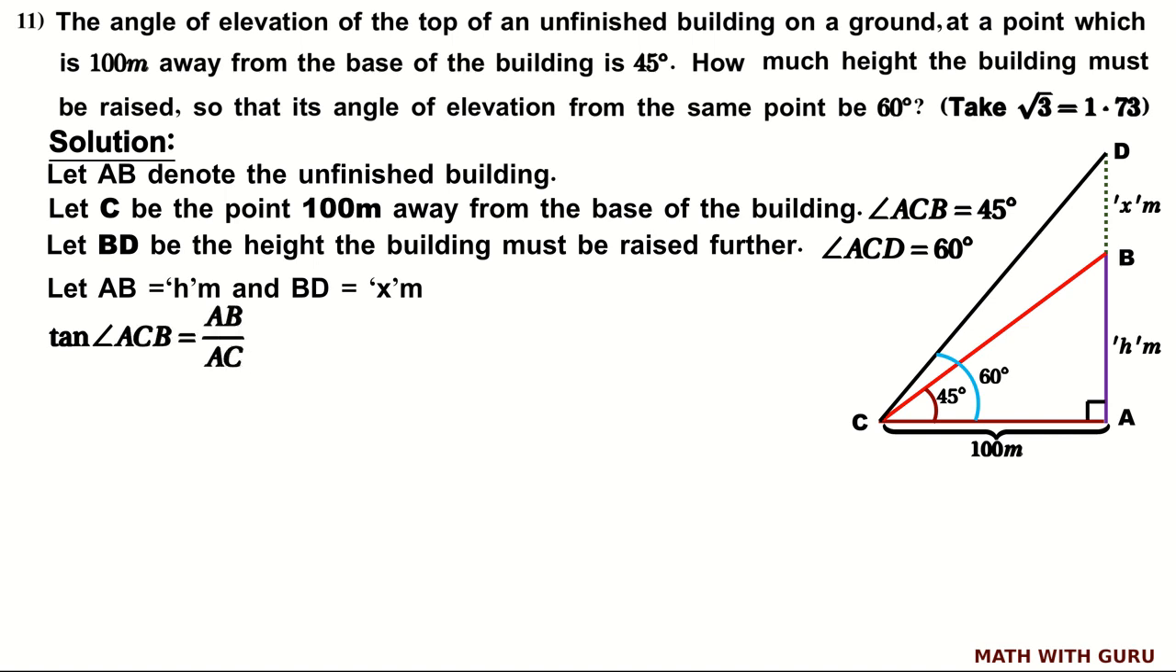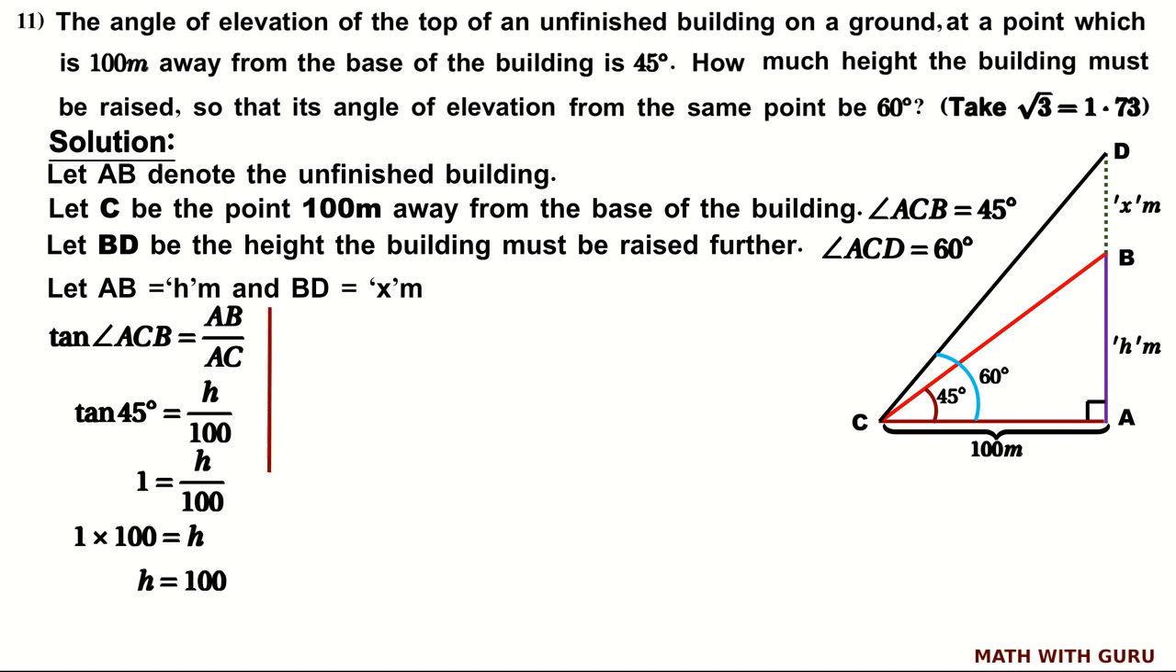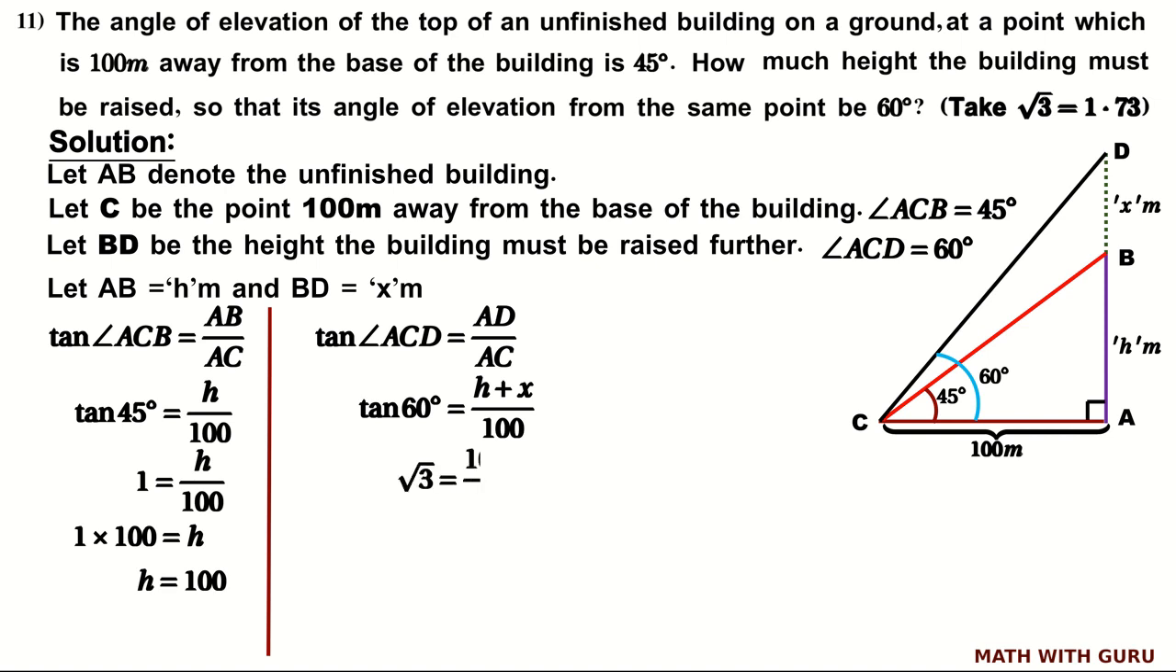Tan angle ACB equals AB over AC. Tan 45 equals H by 100. 1 equals H by 100. 1 into 100 equals H. H equals 100. Now, tan angle ACD equals AD divided by AC. Tan 60 degree equals H plus X divided by 100. Root 3 equals 100 plus X divided by 100.